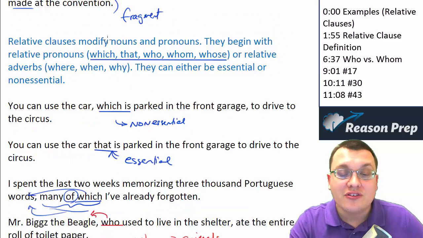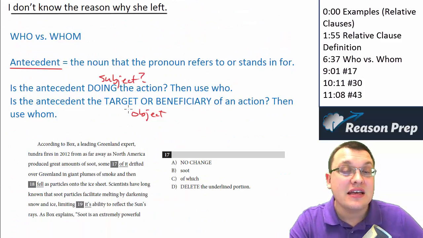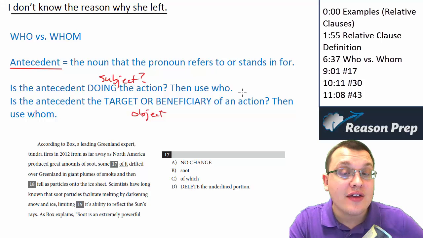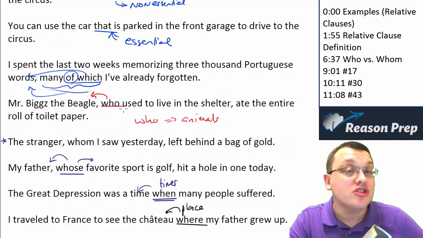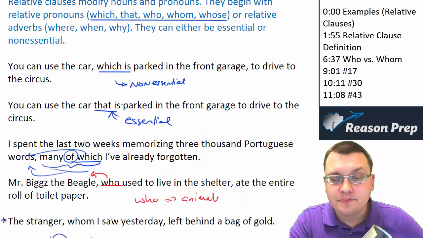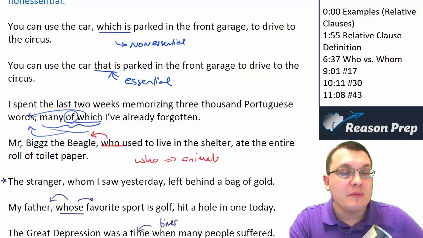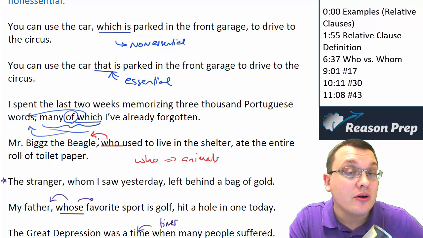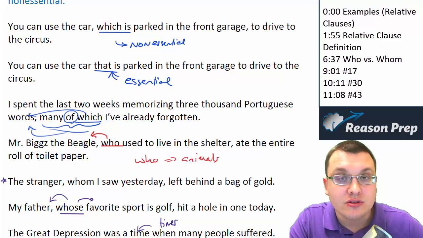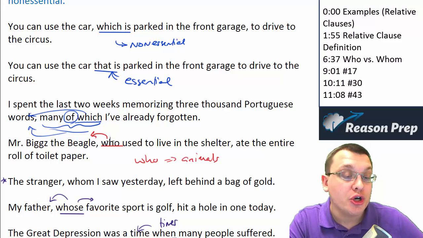So if it turns out that the antecedent is the target of the action, as it is in this case, you use whom. If it's the subject, if it's doing the action, you use who. So for example, Mr. Biggs the Beagle, who used to live in the shelter. So the beagle is the one living in the shelter. It's doing the action, so you use who.